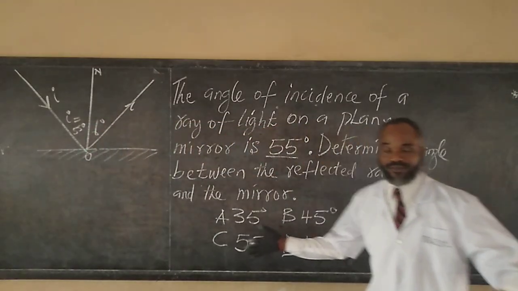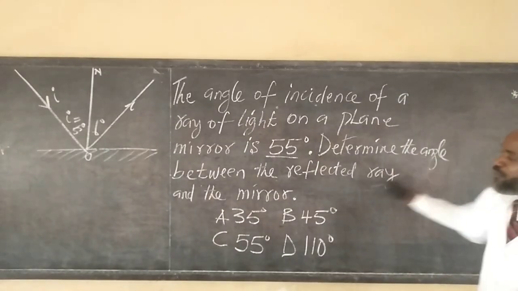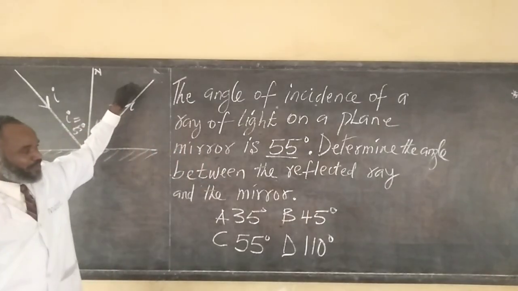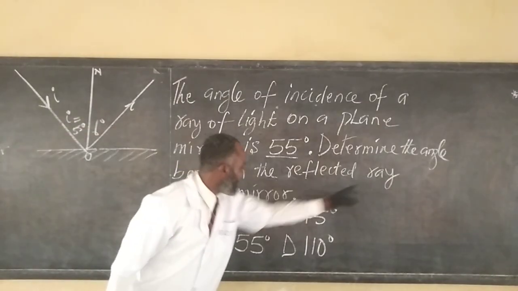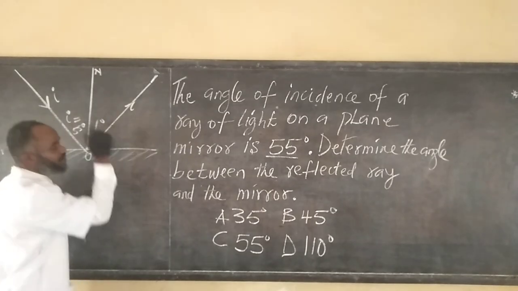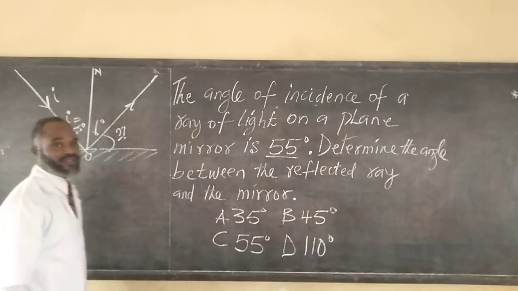So watch out. They say determine the angle between the reflected ray and the mirror. This is the reflected ray, and this is the mirror. So we need to determine this angle. That is where we have the question mark.